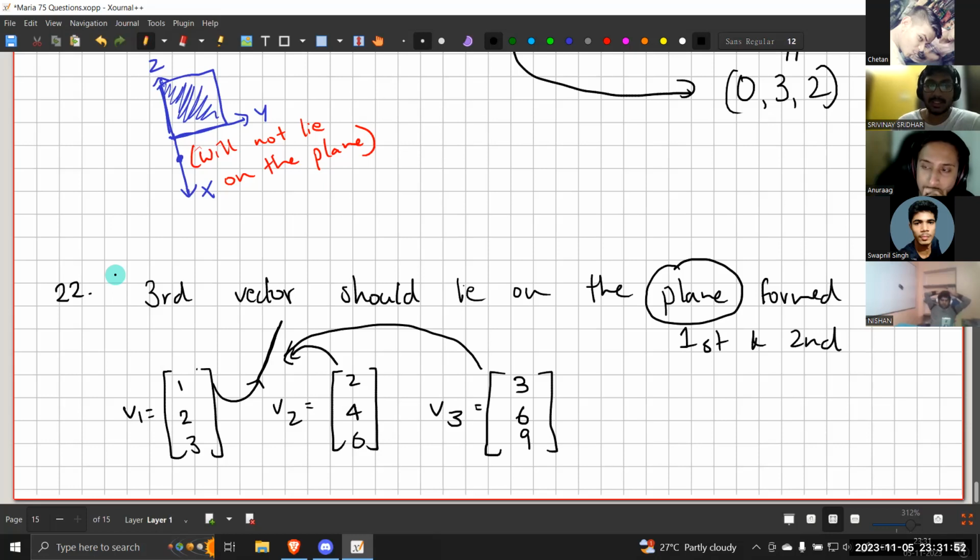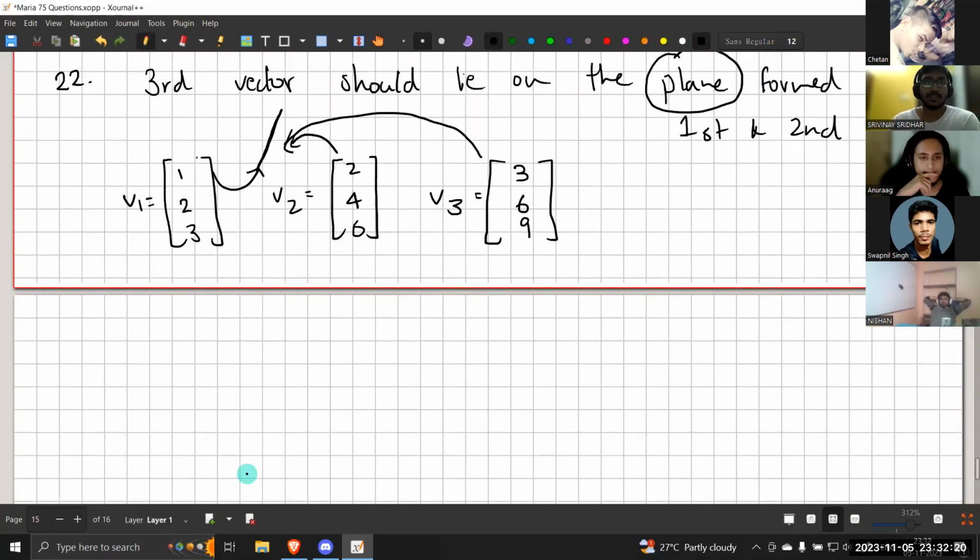So I can say that vector 2 is also dependent on vector 1. Vector 3 is also dependent on vector 1. And I can go the other way around as well. Vector 1 is also dependent on vector 2. Vector 3 is also dependent on vector 2. I can do the other way around. Vector 2 is dependent on vector 3. Vector 1 is dependent on vector 2. It can happen in any way, right? Because all of them lie on the same line. In whatever order I take, they all lie on the same line, right?